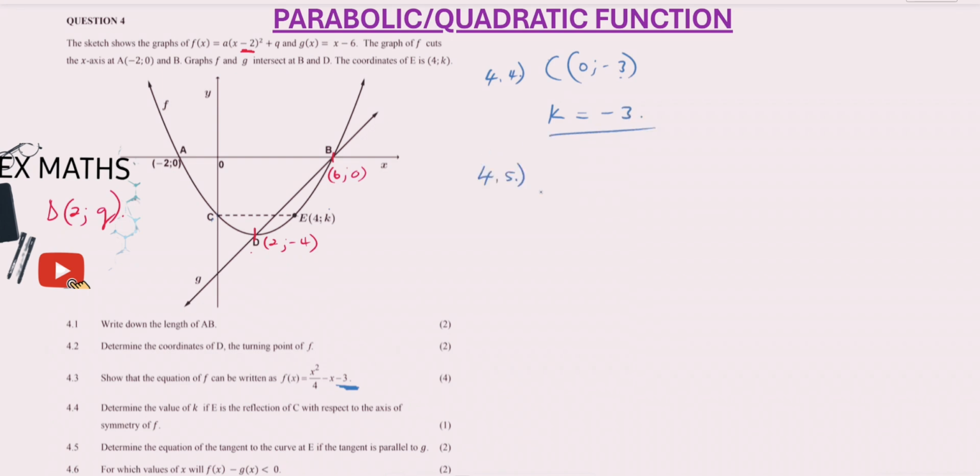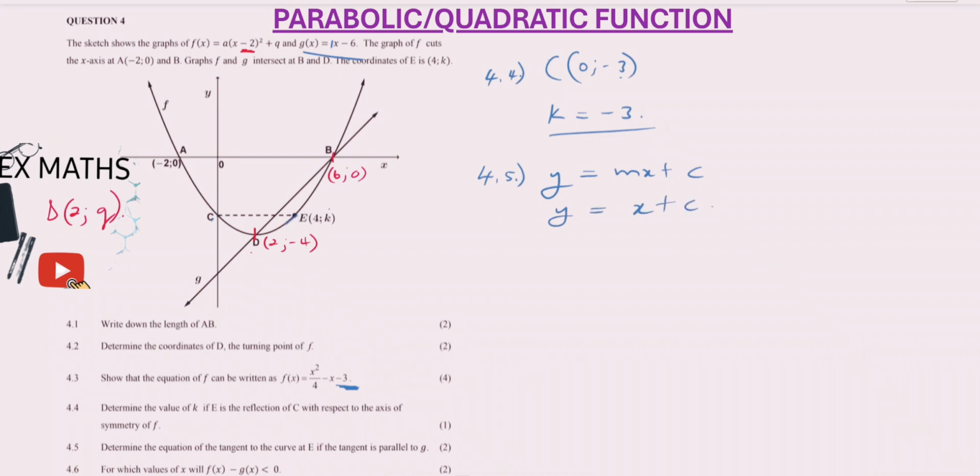4.5. Determine the equation of the tangent to the curve at E if the tangent is parallel to g. Tangent is parallel to g. We need to know the property of parallel lines is that they have the same gradient. So meaning y is equal to mx plus c, our m is the same. The gradient of this g is 1 here. So this is going to be y is equal to x plus c.